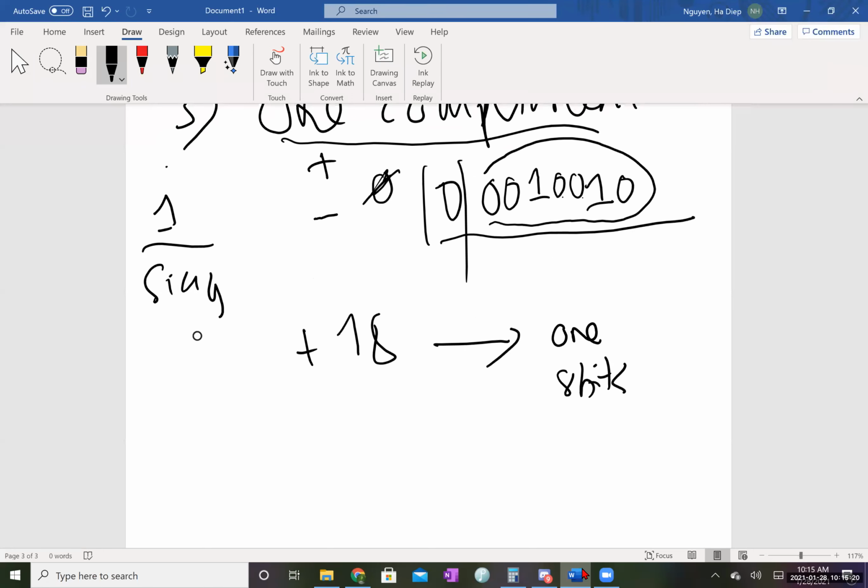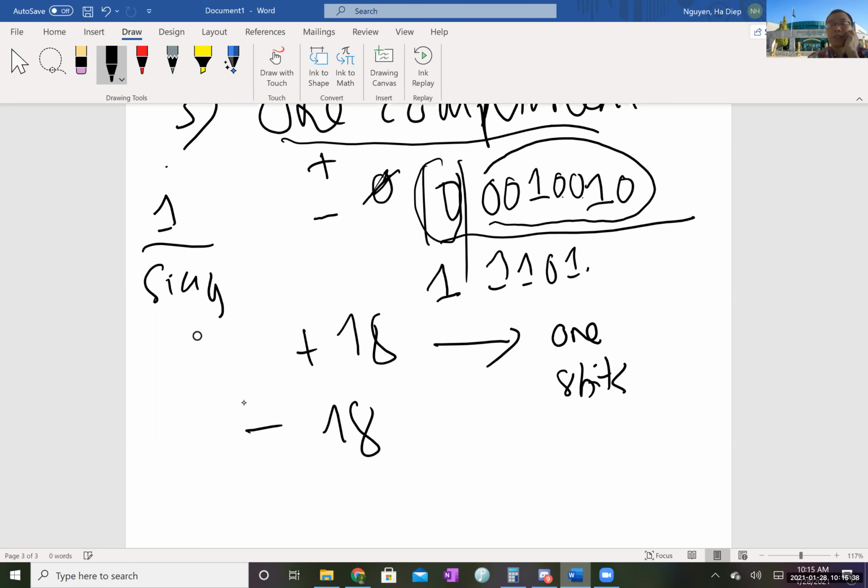So now think about if you have the negative 18, right? For the first bit, you have negative, so you have the number 1 here, right? And for all of the other bits, you just revert from 1 to 0 and 0 to 1. So we have 1 here, you have 1 here, you have 0, you have 1, 1, 0, and 1 here. That is a negative 18.